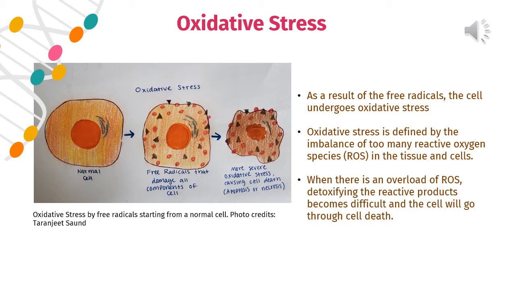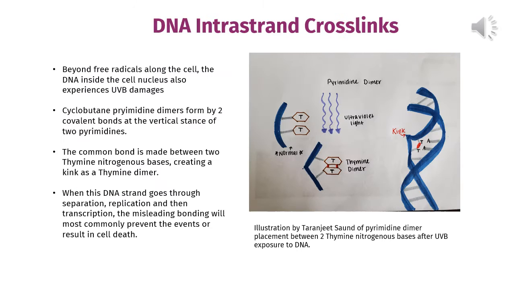So in this image, you can see oxidative stress starting from a normal cell, and then the next image shows a cell with free radicals all around them outside of the cell. And with our next image, you can see the cell is shriveled up as a result of cell death or apoptosis. At a deeper level, those free radicals that come from the combination of ultraviolet rays will make it to the nucleus and perform an alteration known as the intrastrand crosslink.